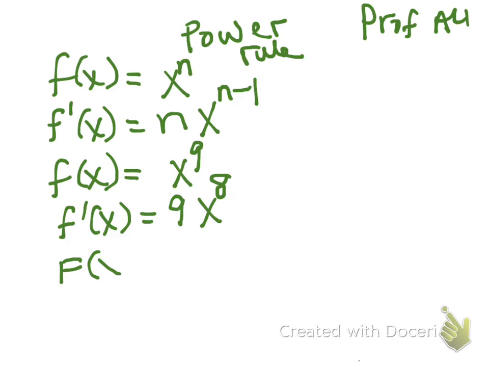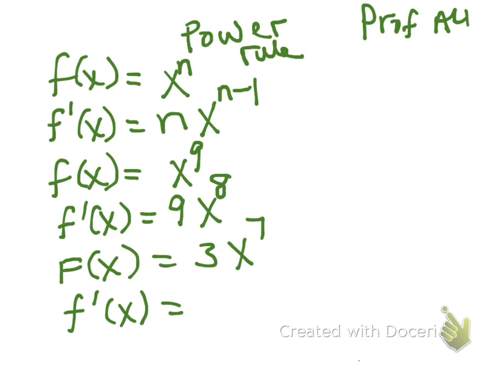So let's say you have f of x equals 3x to the power 7. You do the same thing: f prime of x equals 3 times 7 x to the power 6. You move the 7 in front and reduce 1. Then you simplify, so 3 times 7 is 21 x to the power 6. Okay?